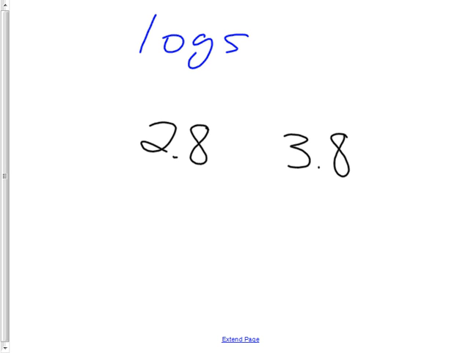Okay, we're talking about logs today. And one of the applications of logs that's kind of cool is the Richter scale. I'll explain this more thoroughly once you understand what logs are, but logs are a way to scale things down. Like if you have something that's a 2.8 on the Richter scale compared to a 3.8 on the Richter scale, that's not just one bigger. It's actually a factor of 10 bigger.